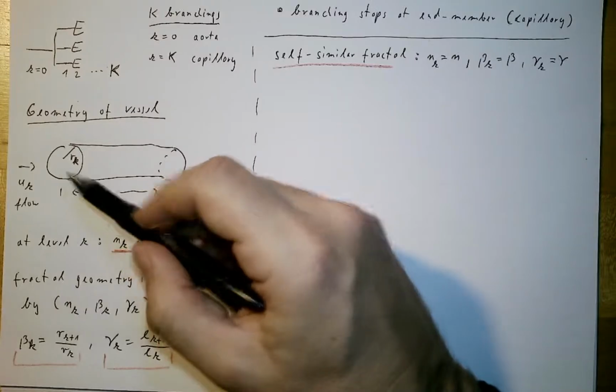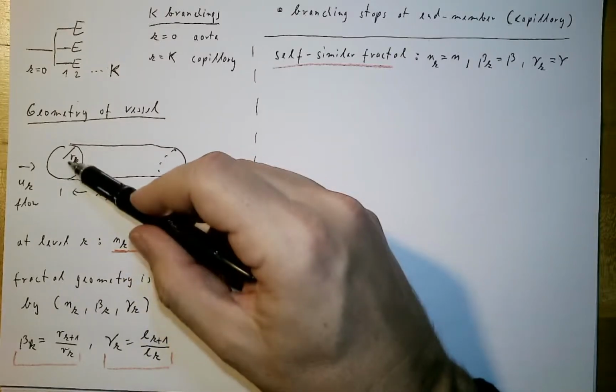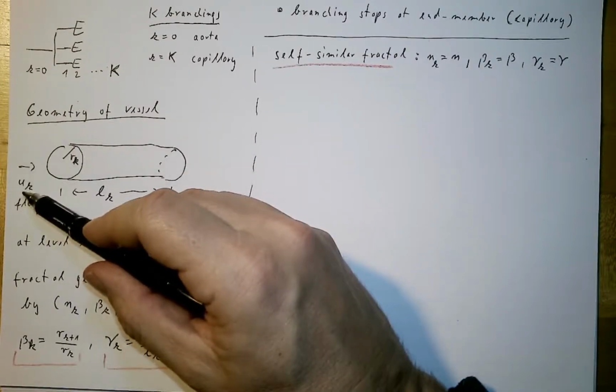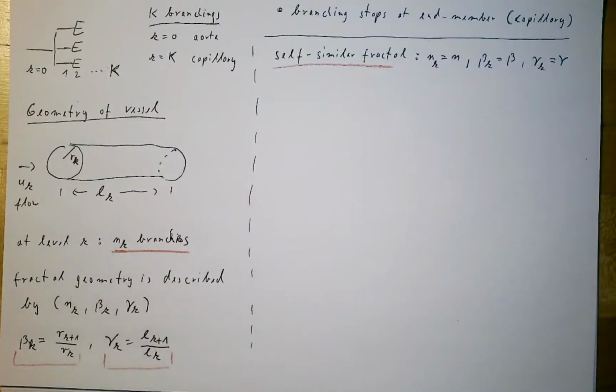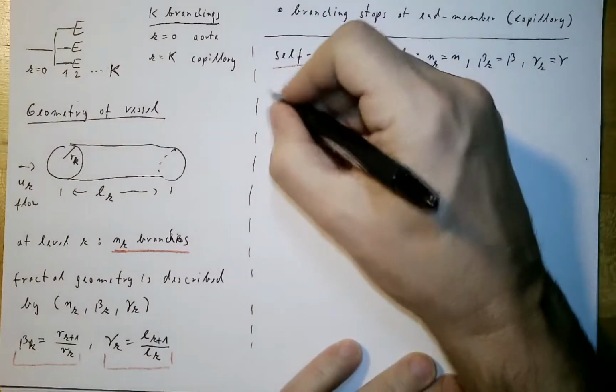Okay, so we spoke about the geometry, lengths and radii. We didn't speak yet about the flow. So let's look at the flow through the vessel.